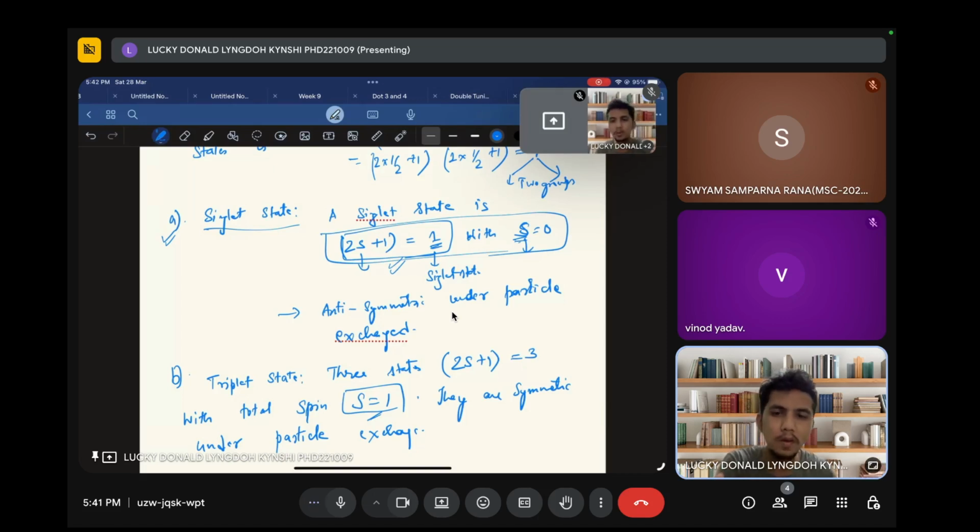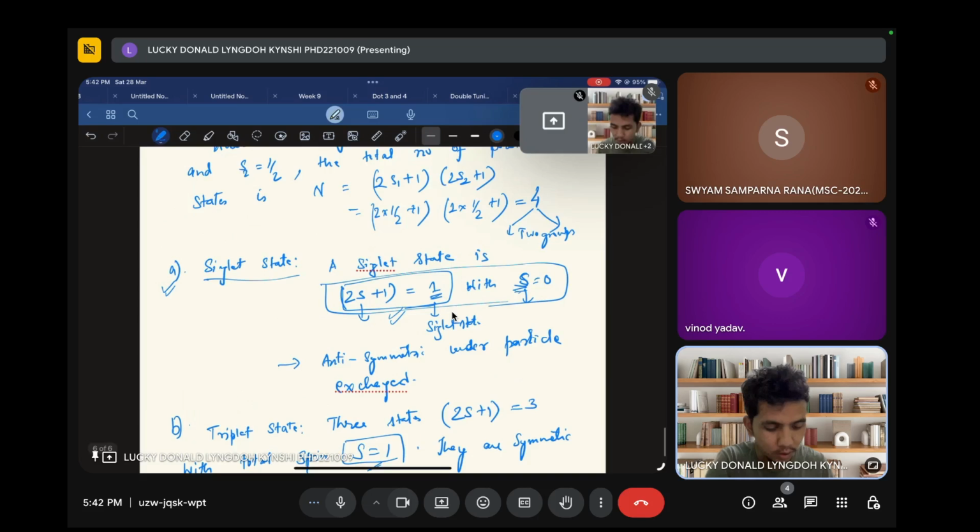But if we have two particles with spin half, that means s1 is equal to half, s2 is equal to half, then what happens if we interact them together? If we combine two particles, then we'll have the total spin. They can either be parallel or anti-parallel. They can have plus half plus half, or plus half minus half, minus half plus half, minus half minus half, and so on. But out of the four possible states given by the equation n equal to 2s plus 1, they are classified into singlet state and triplet state.